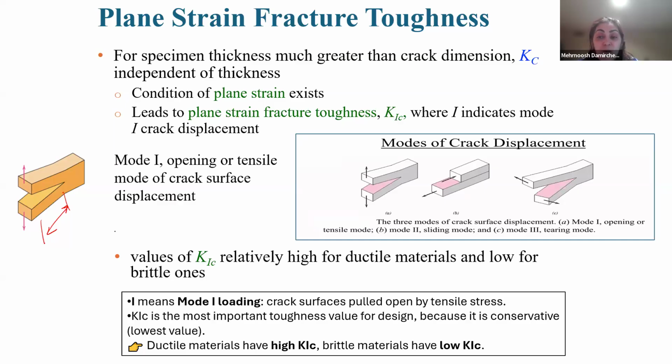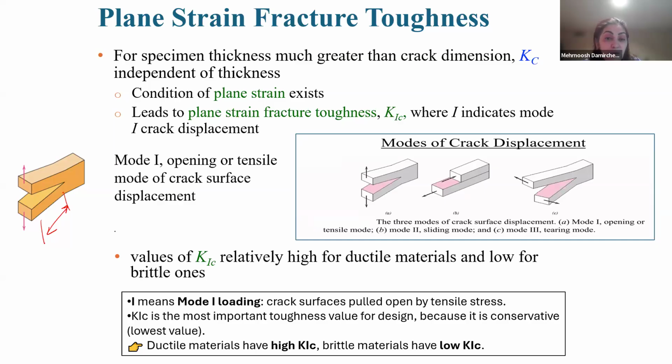This leads to what we call plane strain fracture toughness, represented by K1C. This is the number 1, not the Roman numeral I. Mode 1, as you see here, is the opening or tensile mode of crack surface displacement. You see other modes here, for example, mode 2, the sliding mode, and mode 3, the tearing mode. As I told you, 1 refers to mode 1 or crack displacement.